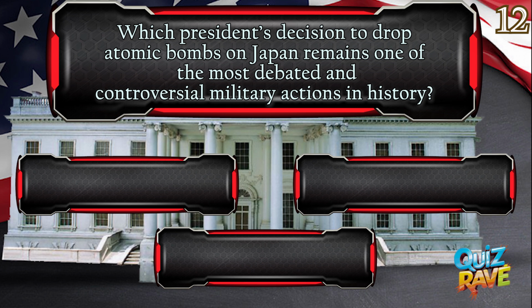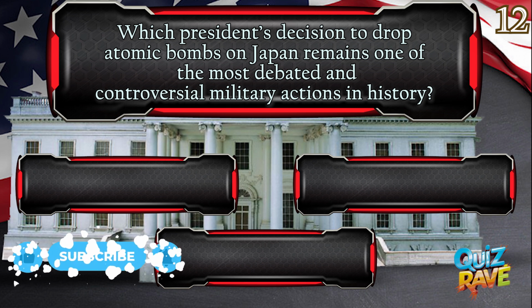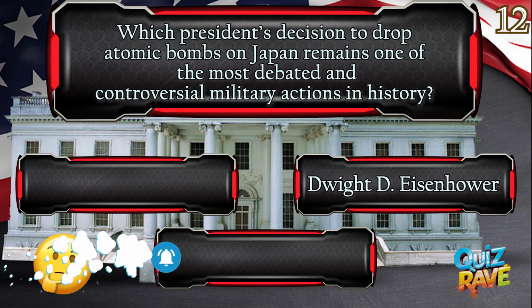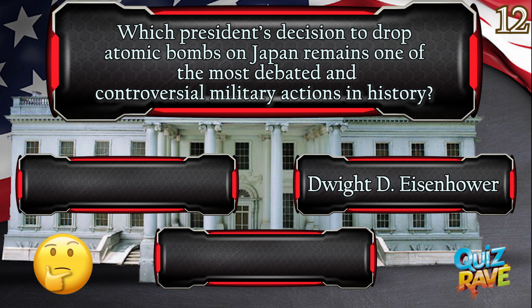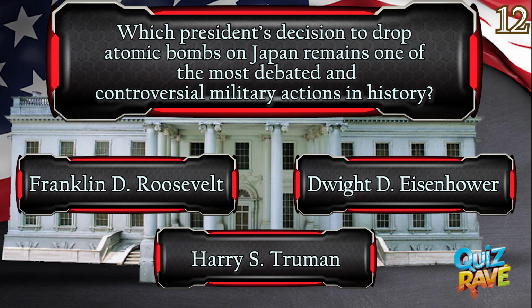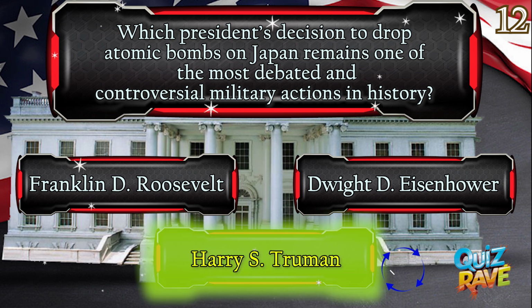Which president's decision to drop atomic bombs on Japan remains one of the most debated and controversial military actions in history? Dwight D. Eisenhower, Franklin D. Roosevelt, Harry S. Truman. Correct answer, Harry S. Truman.